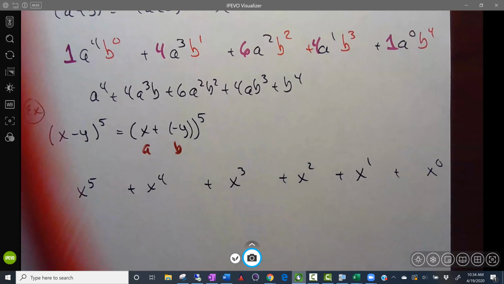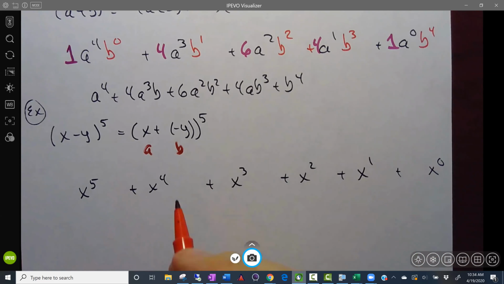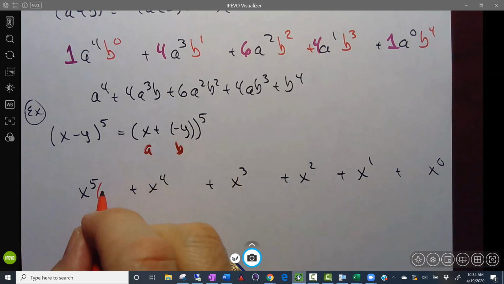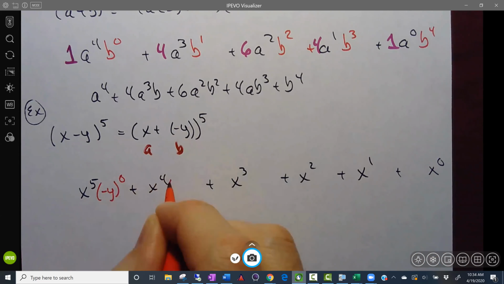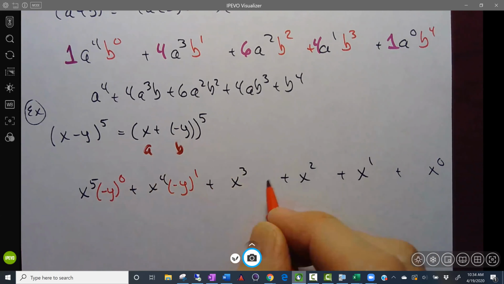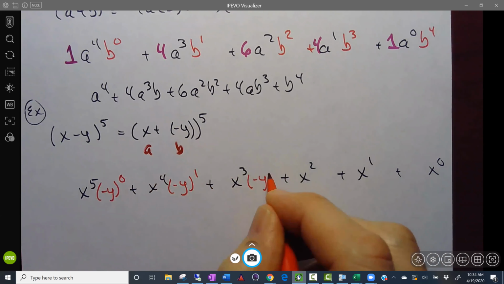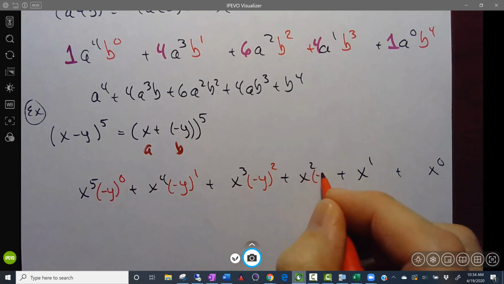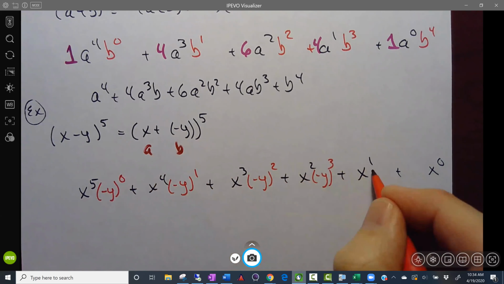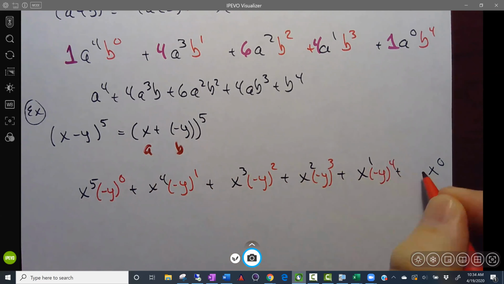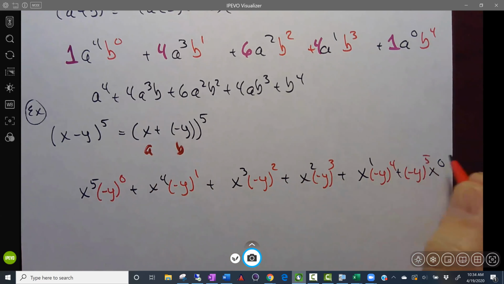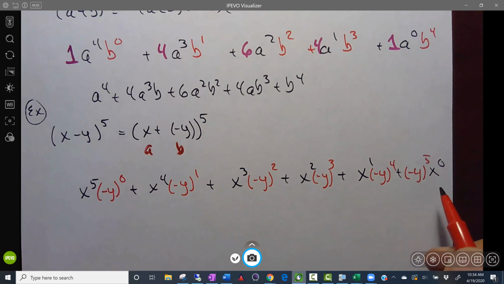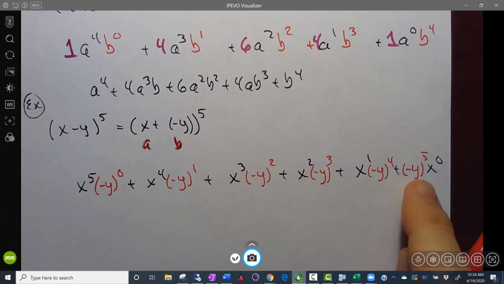On the flip side of things, I need to do the reverse with the y's. So it's going to be negative y to the 0, negative y to the 1st, negative y to the 2nd, negative y to the 3rd, negative y to the 4th, and finally negative y to the 5th. I ran out of room here a little bit, so you have to pardon me, I wrote it in a different spot.